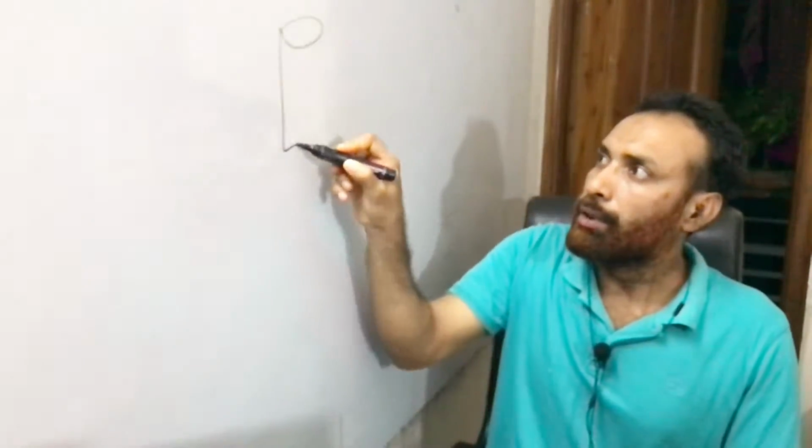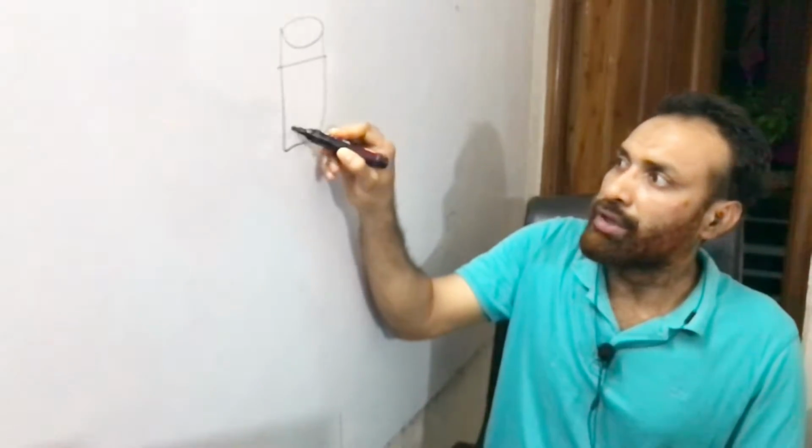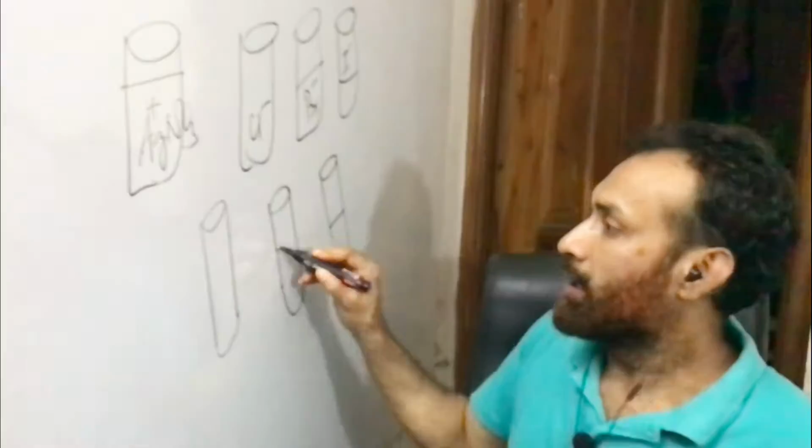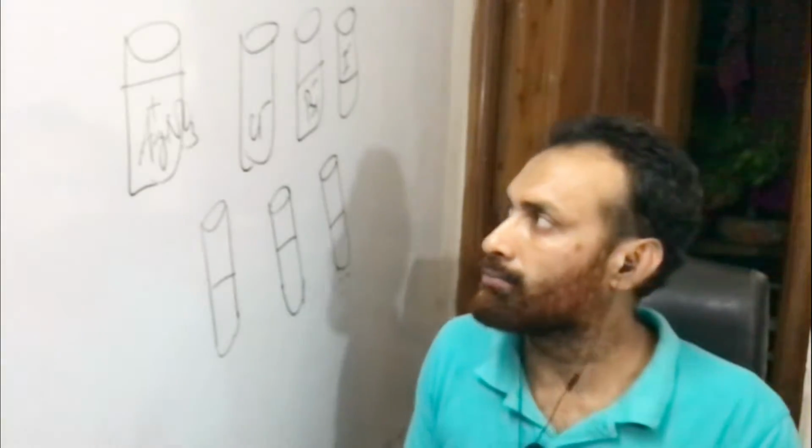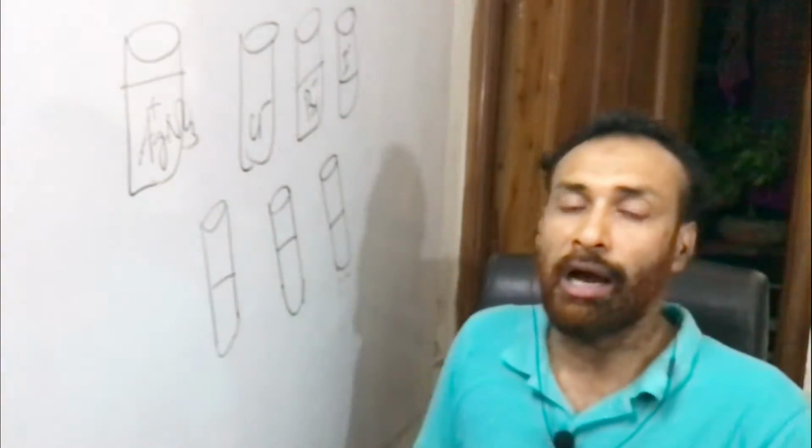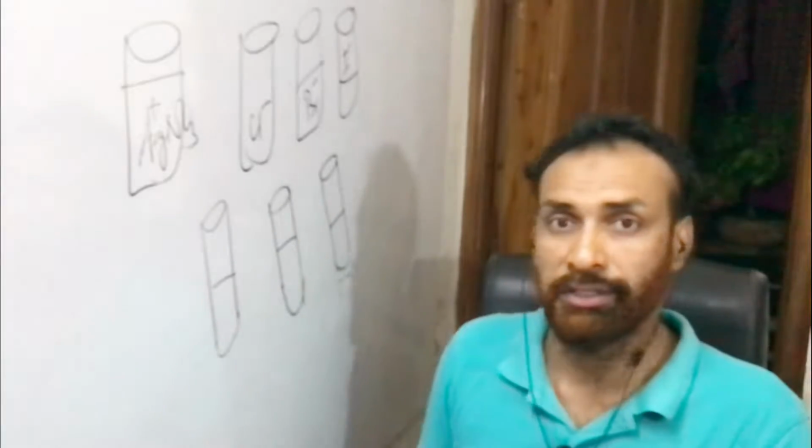So, our topic is identifying halogen atoms in organic substances. For this, you need to recall the test for halide ions. These are precipitation reactions. You need silver nitrate solution. Take three test tubes and put the three halide ions in three different test tubes.